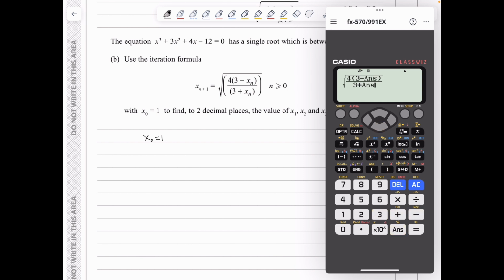So every time I press the equal sign, it's a new iteration. So I press it once and I get root 2, which is 1.414. Remember, we need to give answers correct to 2 decimal places. So x₁ is 1.41. I press the equal sign again. I get x₂ to be 1.20, correct to 2 decimal places. And I press the equal sign once more and I get x₃ to be 1.31.